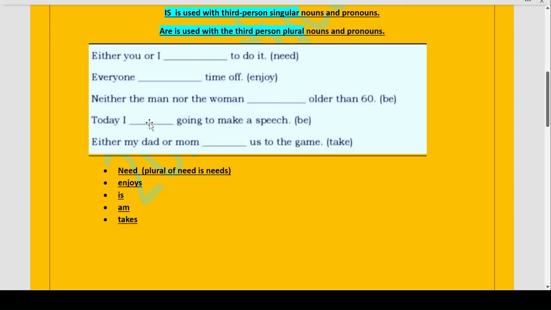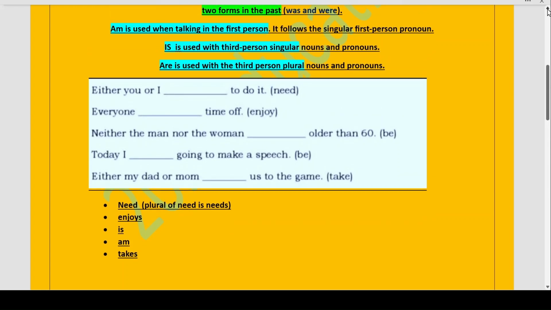Next one. Today I ___ going to make a speech. Today I am going to make a speech. Why am? Where do we use am, students? We use am when we are talking in the first person. It follows the singular first person pronoun. What is the pronoun here? I. Is I a singular pronoun? Yes, it is. I am talking about myself in the first person and it is singular. It is a singular first person pronoun. So am always follows I. I am going to make a speech.